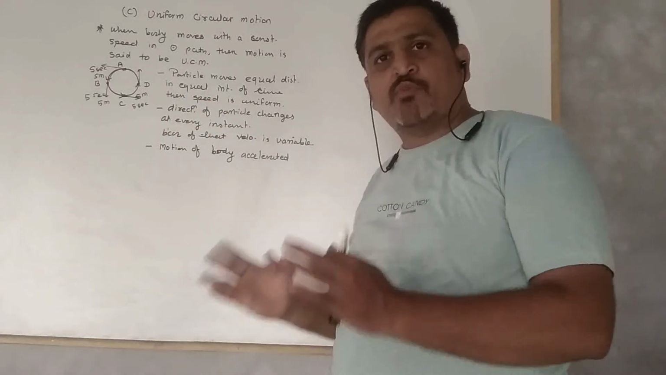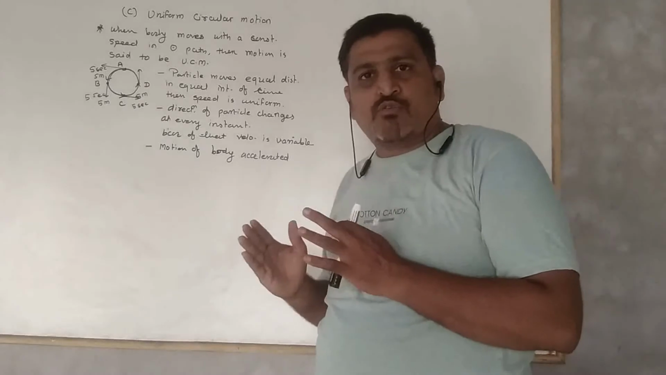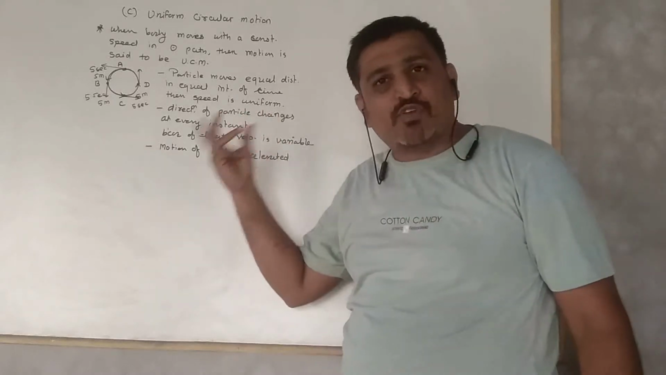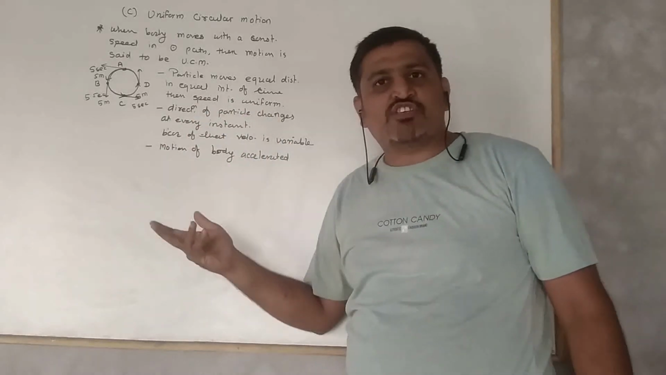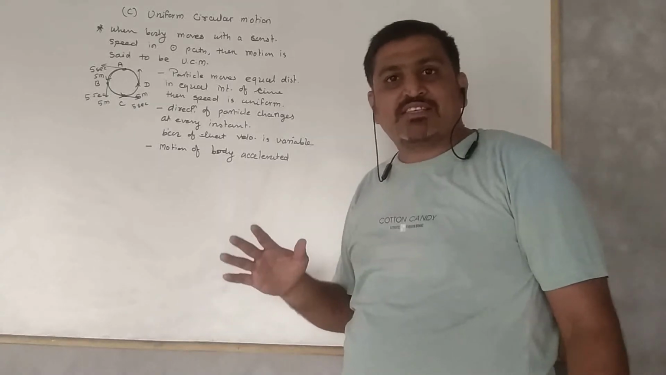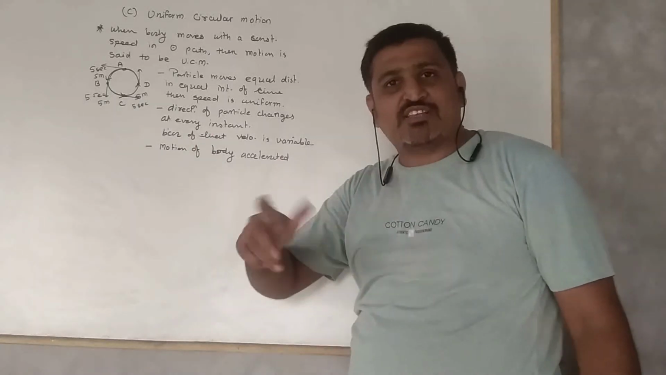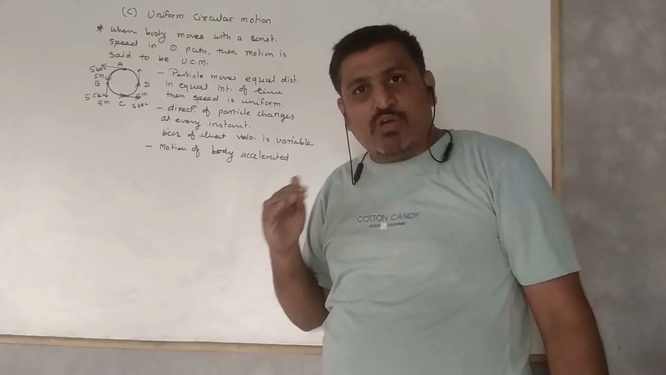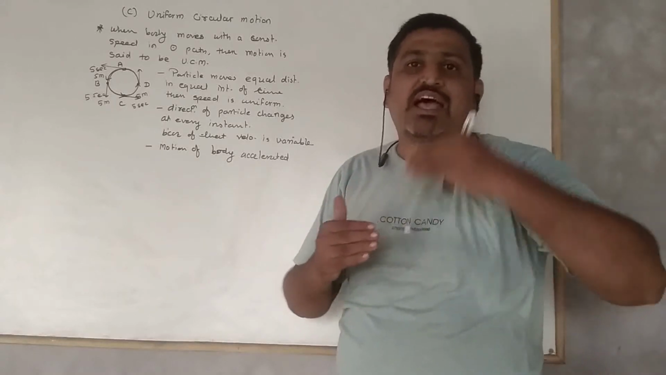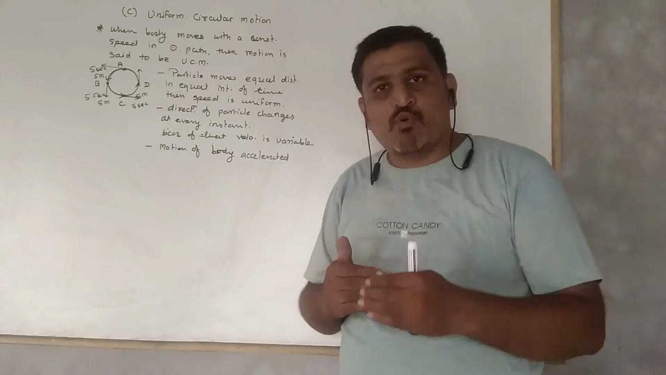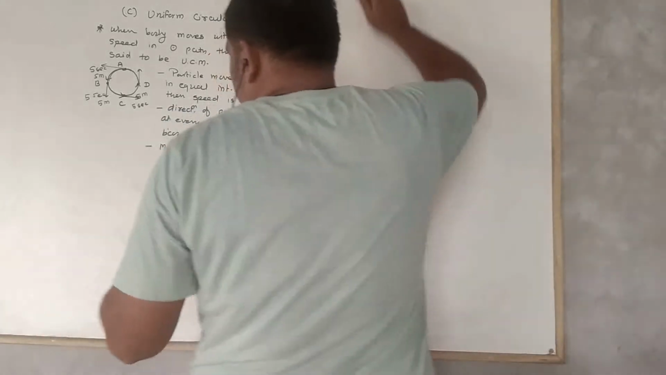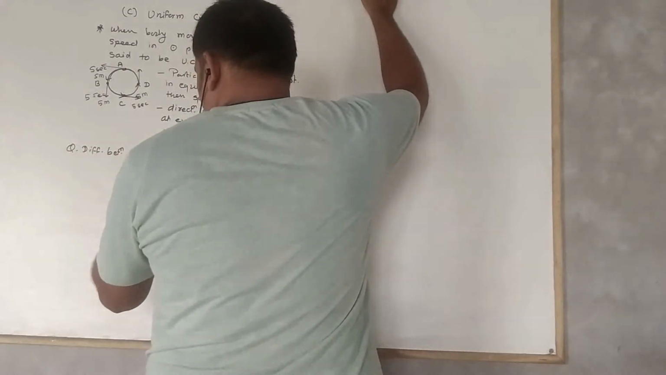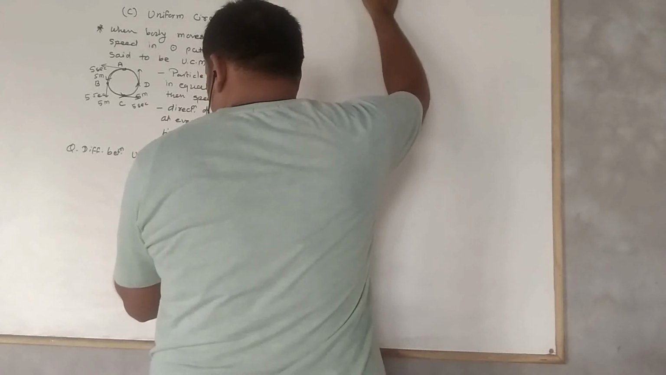So we can say that the speed of the body is uniform, because in equal intervals of time, equal distances are covered by the body, right? Second, the direction of the particle changes at every position, and due to this changing direction, the velocity is not constant. Velocity changes at every instant due to the changing direction of the body. So the velocity is variable, and due to variable velocity, the body is accelerated. So there is an acceleration in the motion of the body.